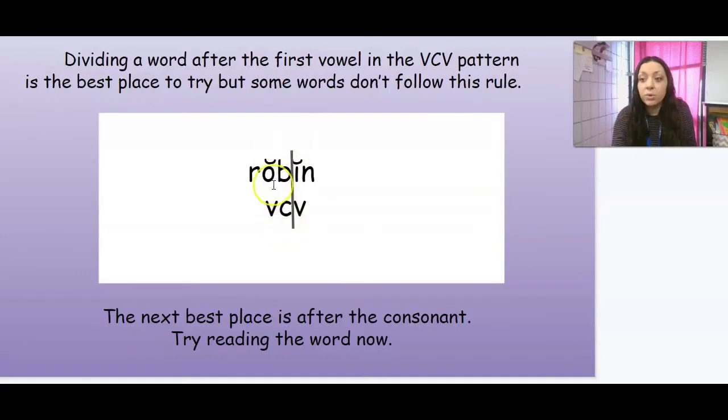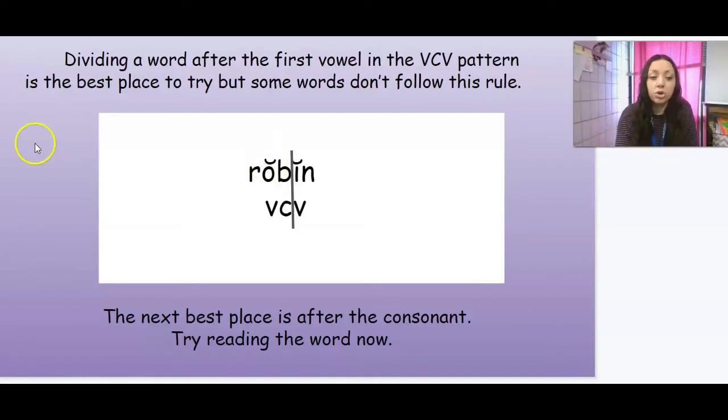So now what would that do? That would make my O short because it's in front of a consonant. And my I is still short because it's in front of a consonant. So robin. Is that a word? Yes. So when you see that vowel, consonant, vowel pattern, you're always going to try to divide it up after the first vowel.